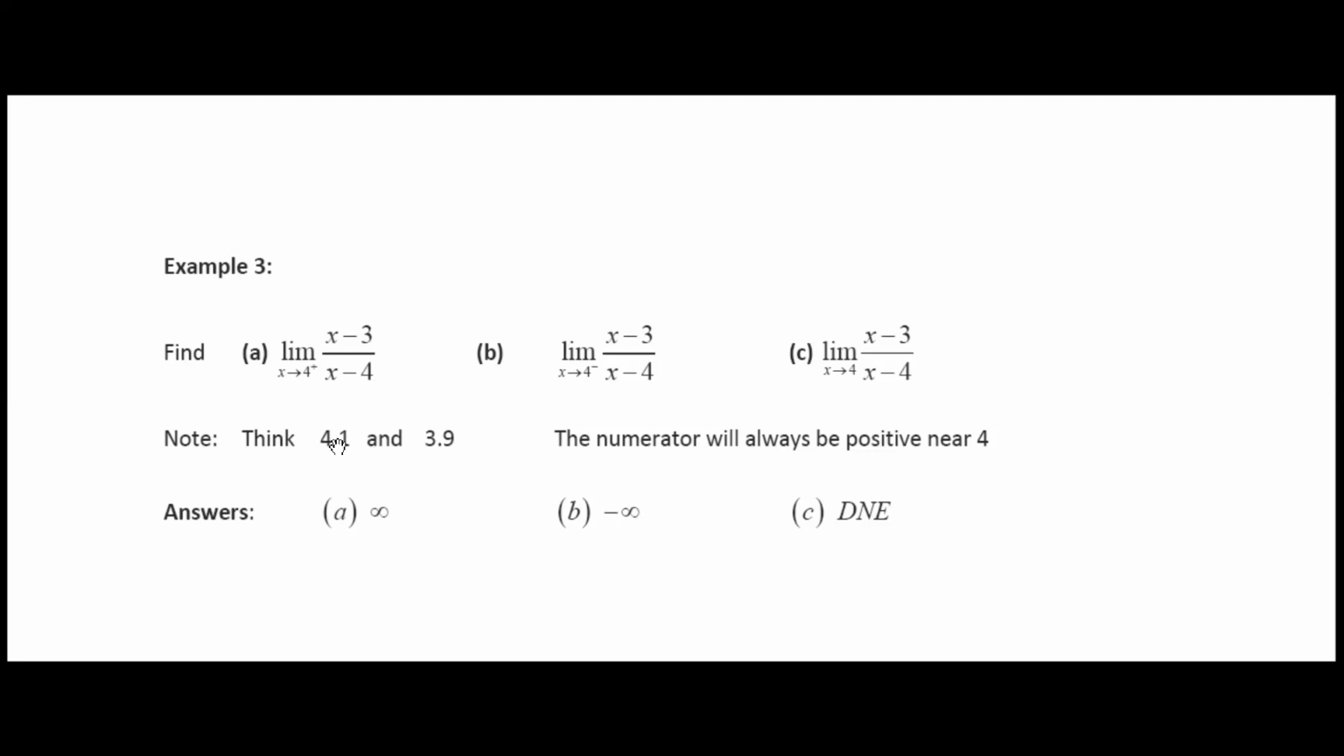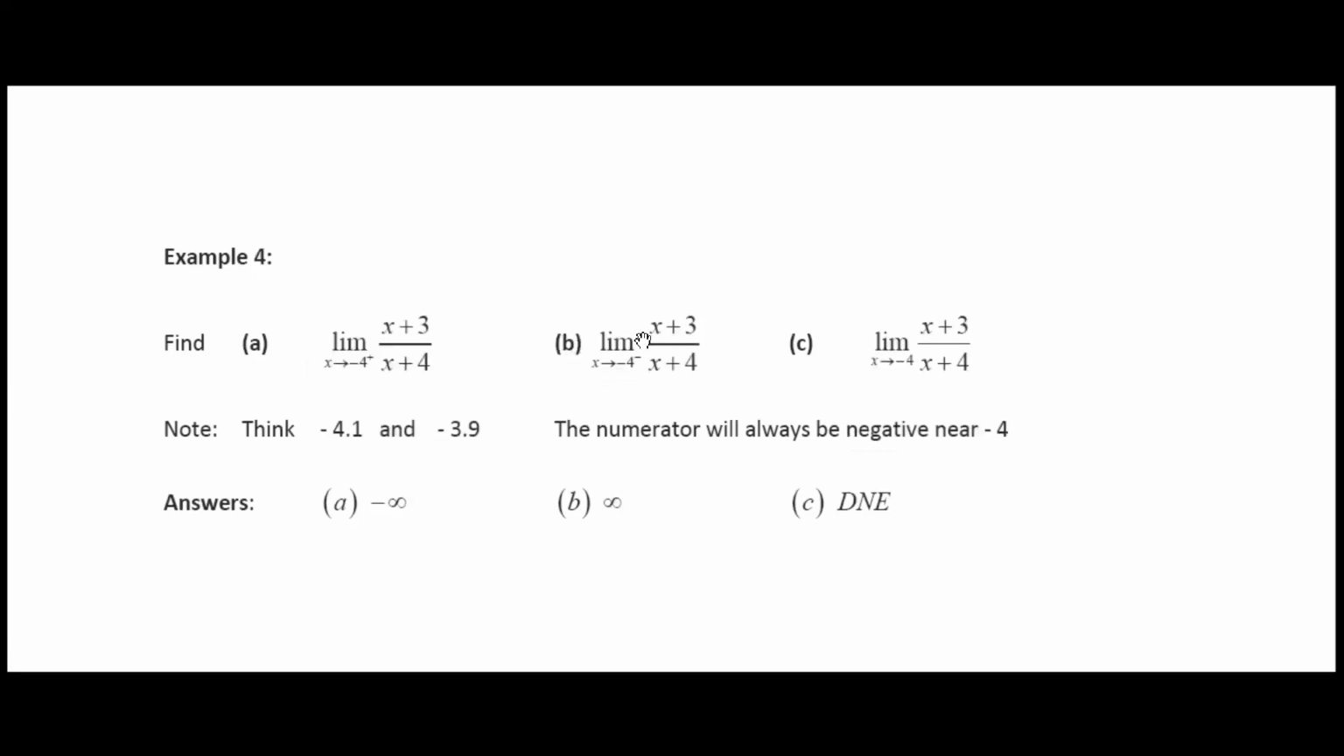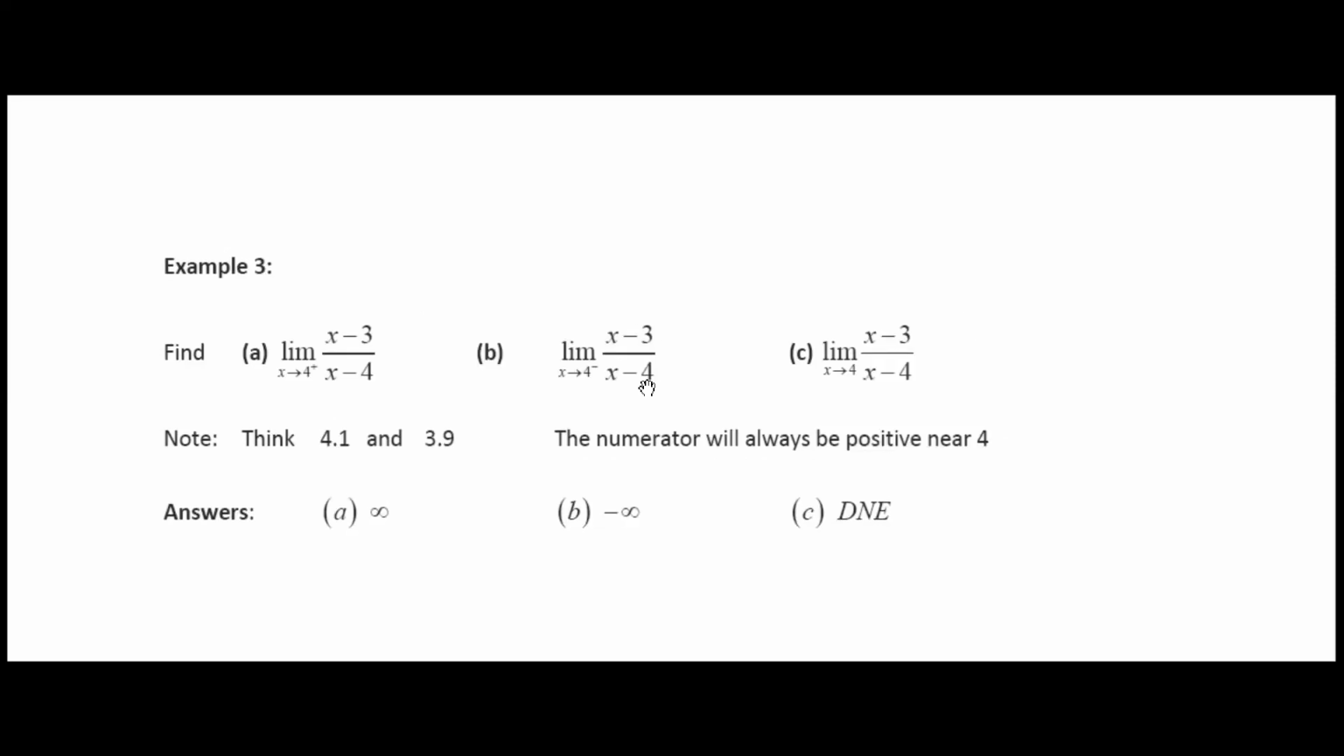Now if we choose a number to the right of 4, that's 4.1, that's going to give you 0.1. So it's positive over a small positive number, which is positive infinity. When we put in 3.9 and subtract 4 from it, we get negative 0.1. That's going to be a positive over a negative, which is going to be negative infinity. And since they're not the same, that's going to be does not exist.